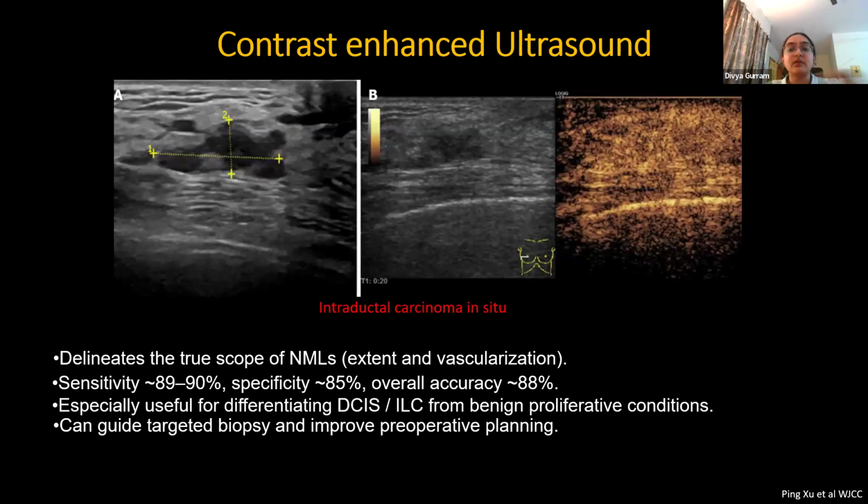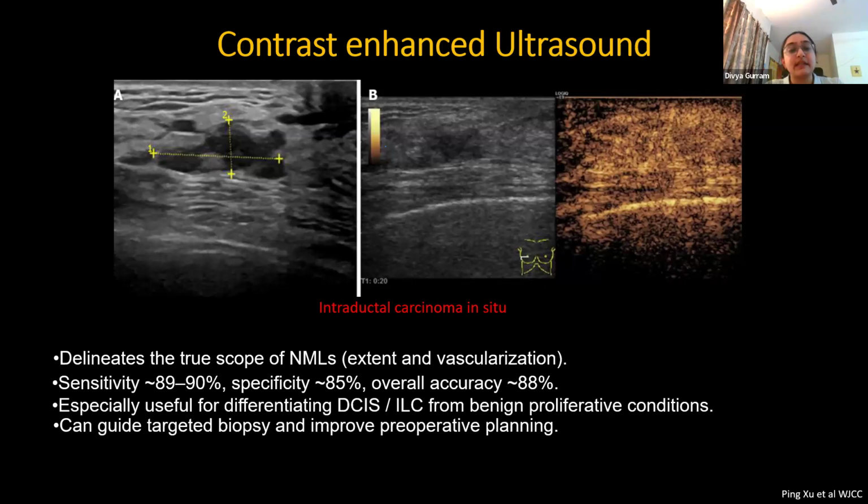Contrast enhanced ultrasound would also help us look for the lesion scope, which is the true extent of the lesion. So here it helps us to understand both the extent and the vascularization of the lesion. Studies have shown that contrast enhanced ultrasound has a good sensitivity of almost about 90%, good specificity of 85%, and overall good accuracy as well. And it's really good for differentiating DCIS and invasive lobular carcinoma from benign proliferative conditions.